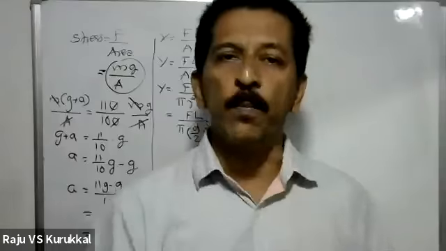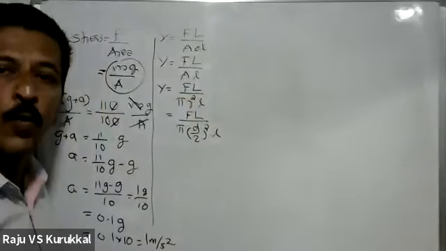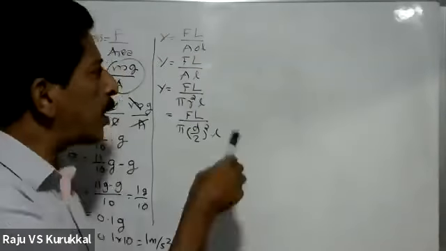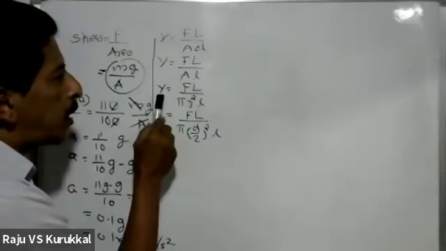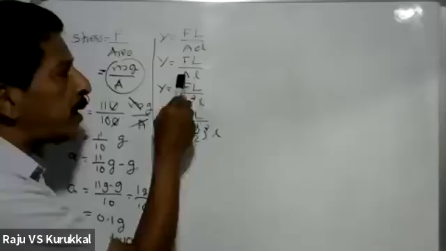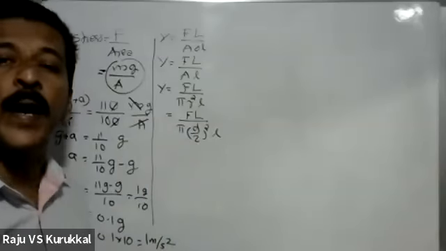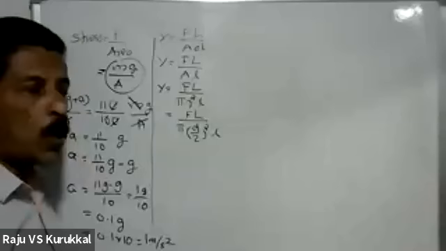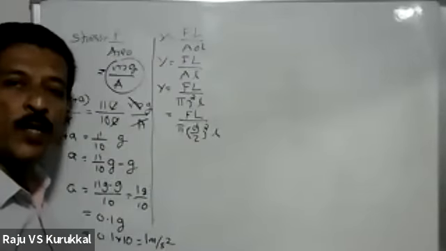When we rearrange, Young's modulus is equal to FL by A delta L. While solving problems, since it is difficult to write delta, we represent it as l. It is FL by Al. Y is equal to FL by Al. But the area of cross section of a wire is pi r square, with r as diameter divided by 2. So instead of the radius we put diameter by 2. So d by 2 the whole square into l.